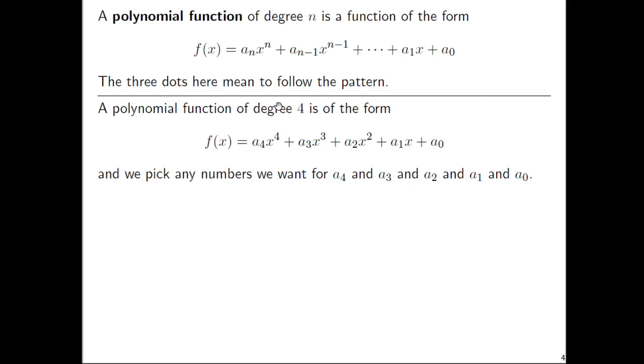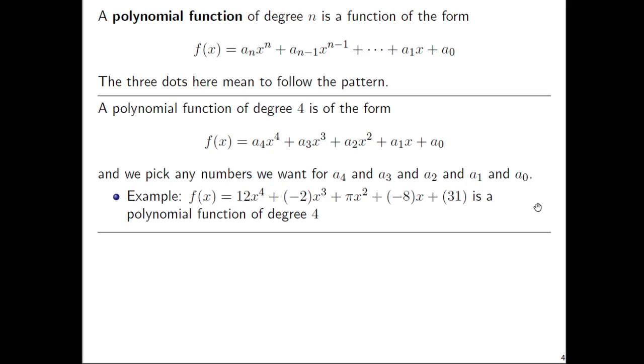Specifically, if we look at the case of n equals 4, a polynomial function of degree 4 is of the form f of x equals a sub 4 times x to the 4 plus a sub 3 times x to the 3 plus a sub 2 times x to the 2 plus a sub 1 times x to the 1 plus a sub 0 times x to the 0. Now we can pick any numbers we want for a sub 4, a sub 3, a sub 2, a sub 1, and a sub 0. There are these 5 separate numbers, a4, a3, a2, a1, a0, that we just need to pick.